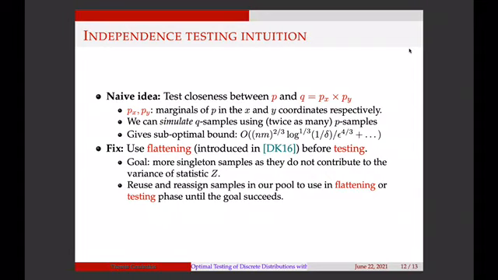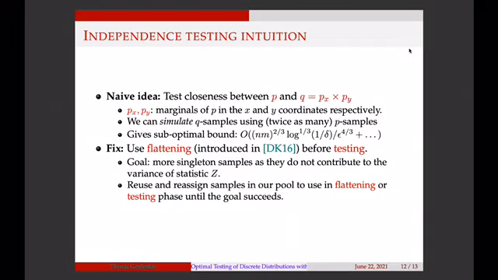And we can actually use the closeness tester because we can simulate samples from distribution Q using twice as many samples from distribution P. How is that? We can get 2 samples from P and then choose the first coordinate of the first sample and the second coordinate of the second sample to simulate the sample from Q, from the product of the marginals.